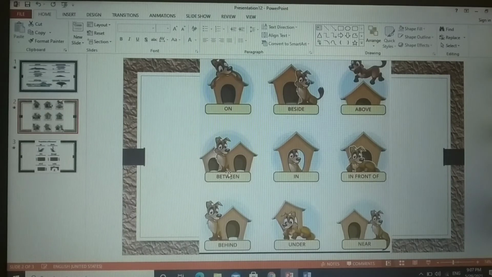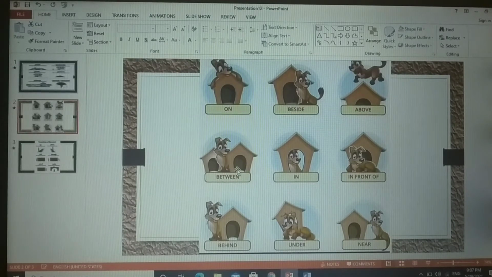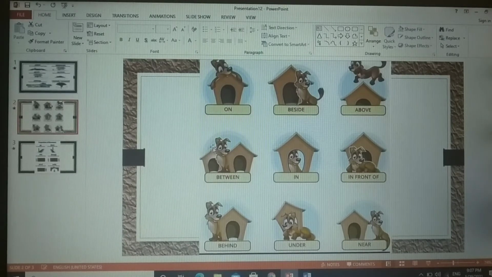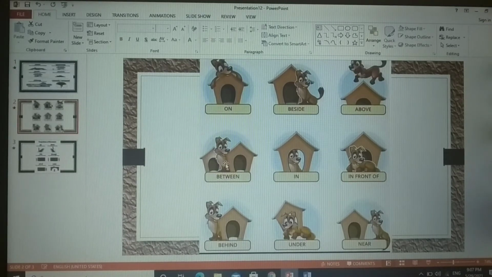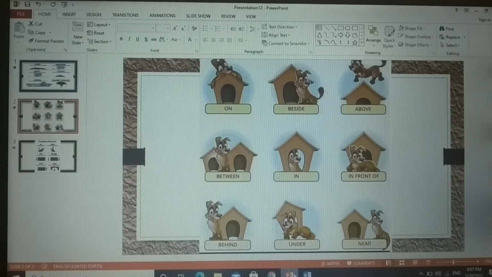We call it between. We use between when we're talking about two things. Here, as you can see, we have two houses, and this dog is standing between two houses.